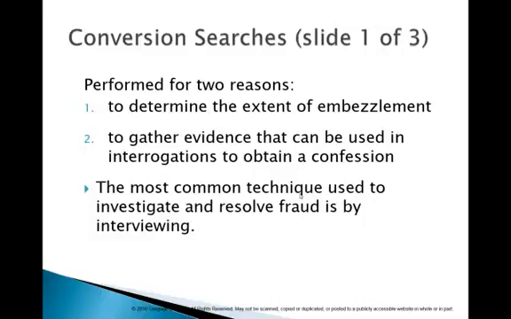So conversion searches, there's two reasons. The first thing is we want to determine the extent of the embezzlement. So we want to figure out how much this perpetrator could be embezzling from the organization. And then also to gather evidence that we can ultimately use to get this perpetrator to confess.